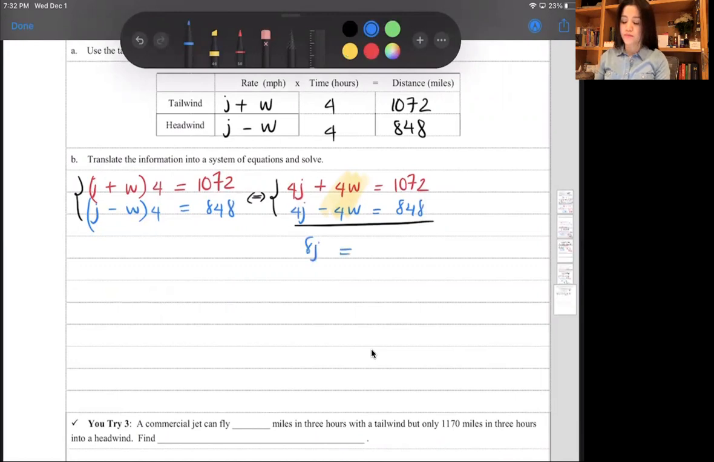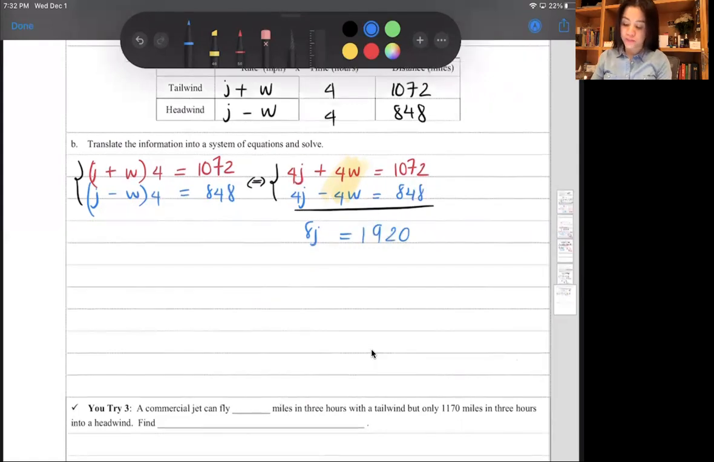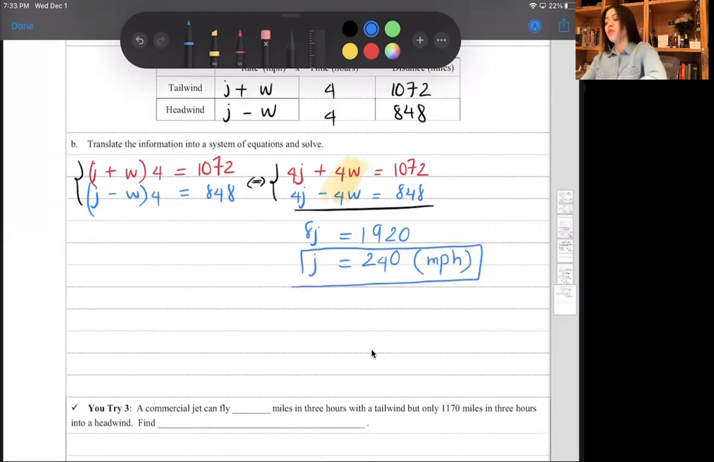8J equals, if you add it together, 1072 plus 848, which is 1920. Divided by 8. 19 divided by 8 is 2. 32 divided by 8 is 4. So 240 miles per hour. So the speed of the jet is 240 miles per hour in still air. Right? In still air.